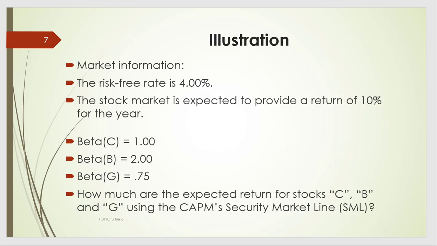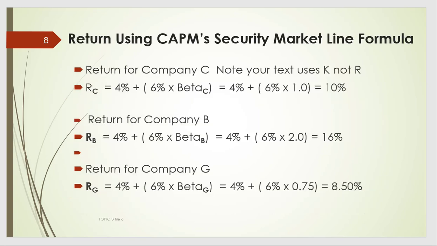So how much is the expected return for stocks C, B, and G using the capital asset pricing model's single security market line formula? So the return for C is going to be 4% plus 6% times beta. 6% times 1 is 6, plus 4 is 10%. The return for company B is going to be 6% times a beta of 2, so you're getting a 12% risk premium, plus the risk-free rate of 4, 16%. G is less risky than average, you're getting 3/4 of a risk premium, so it'd be 3/4 of 6, which is 4.5, plus the 4% risk-free rate gives us 8.5.